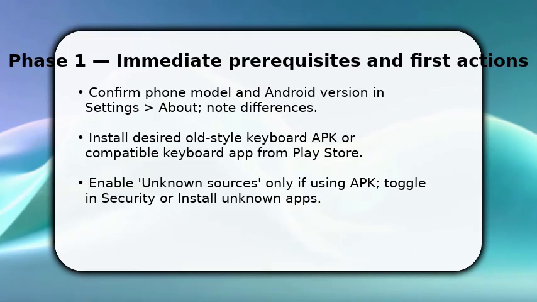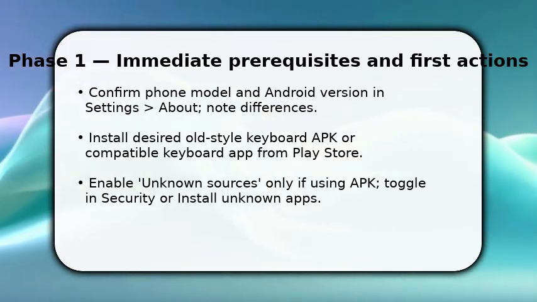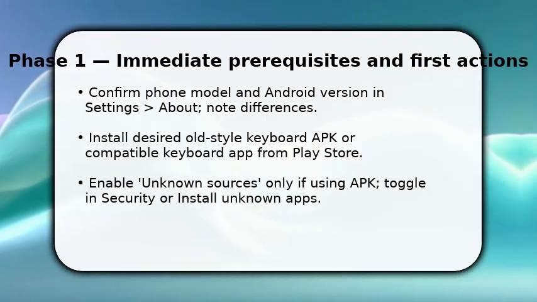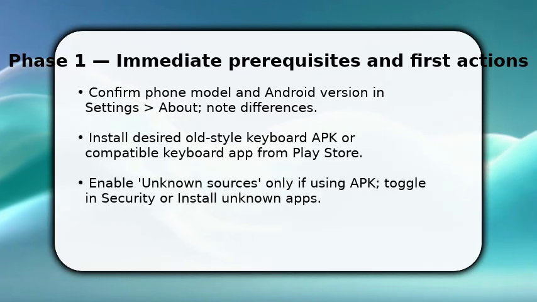You start by confirming your device and Android version so you know compatibility. Open Settings and go to About. Note the build number. Once done, install the old-style keyboard app, either from Play Store or by sideloading an APK.